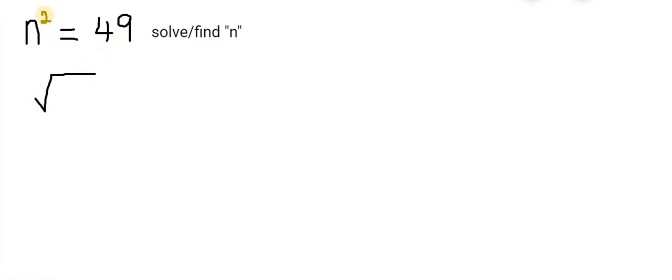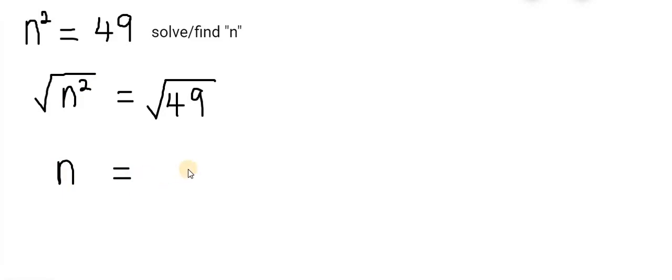So, to get rid of the squared on the left, I square root n squared, and because I've done that to the left, I've got to do it to the right as well. Now on the left, the square root was introduced to get rid of the square, so square root of n squared is just n, and the square root of 49, that's just 7. So our final answer, n is equal to 7.